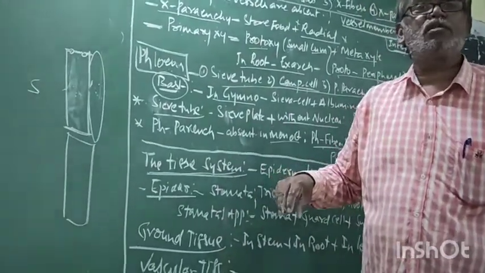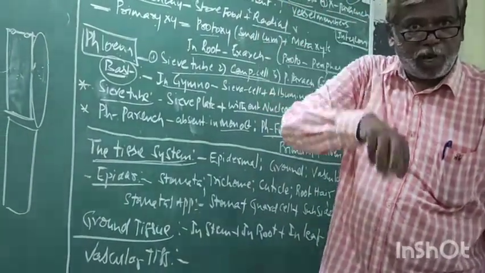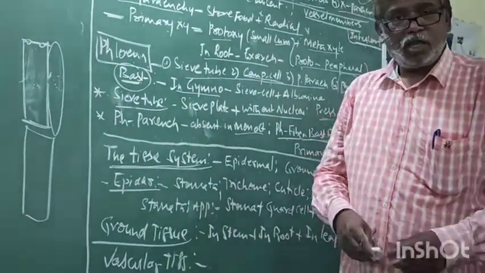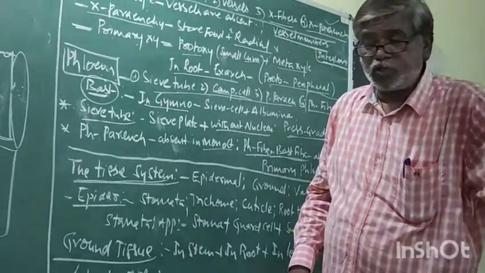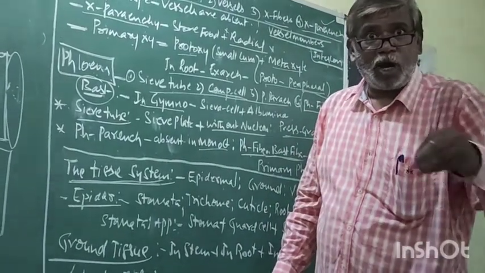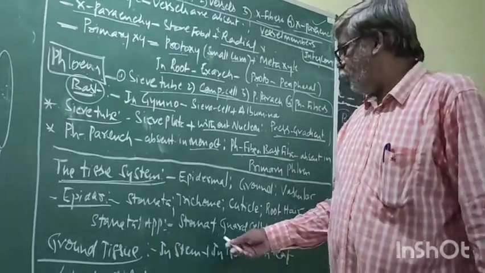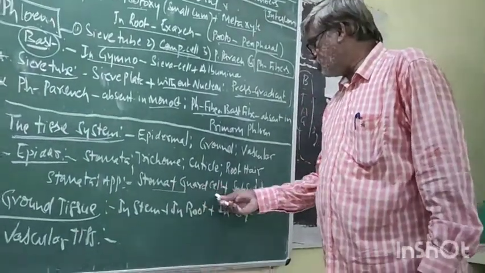Exchange of gases. Atmospheric carbon dioxide enters the plant body through stomata. The oxygen which is released during photosynthesis goes out to the atmosphere through stomata. But if the stomata are open, some water loss will occur. Now, stomata, guard cells, subsidiary cells.